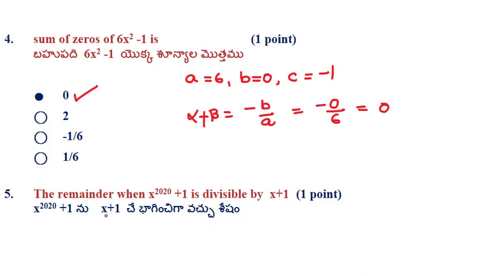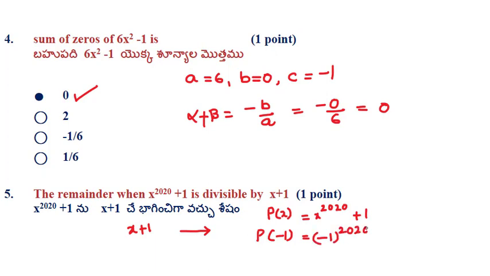Next problem. The remainder when x power 2020 plus 1 is divided by x plus 1. So let p of x equal x power 2020 plus 1. If we divide p of x by x plus 1, then the remainder equals p of minus 1. So minus 1 whole to the power of 2020 plus 1, that equals 1 plus 1. So the answer is 2.